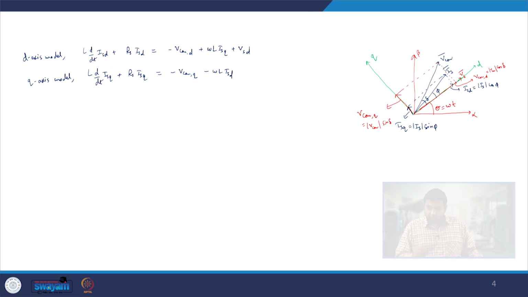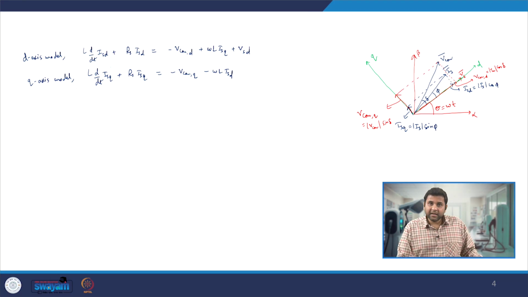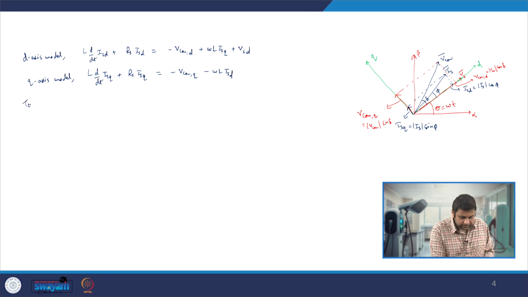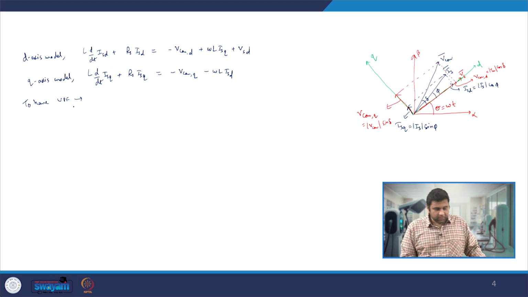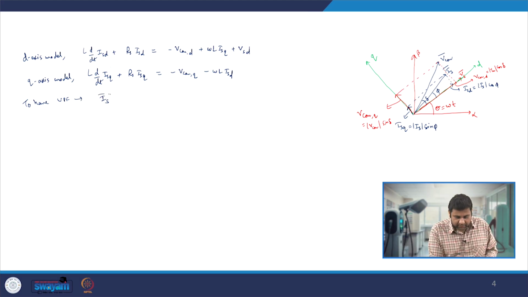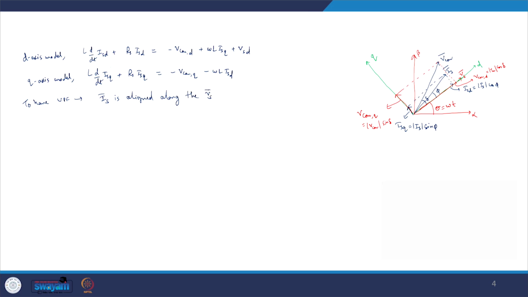And then the ISD and ISQ components correspond to the IS space vector. So, if we can ensure that this space vector is aligned along the VS space vector, then we can ensure that in all the 3 phases the phase currents and the supply phase voltages have 0 phase angle, that means unity power factor operation. So, to have unity power factor operation, if I can somehow ensure that the IS space vector is aligned along the VS space vector, then I can ensure that we have unity power factor operation.